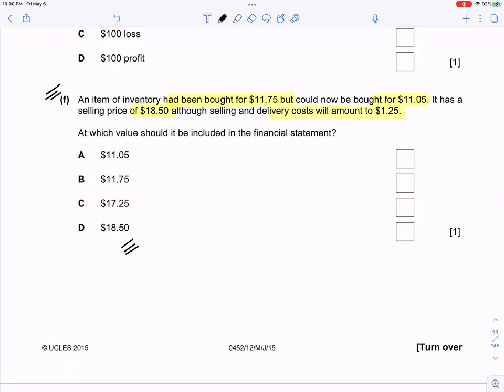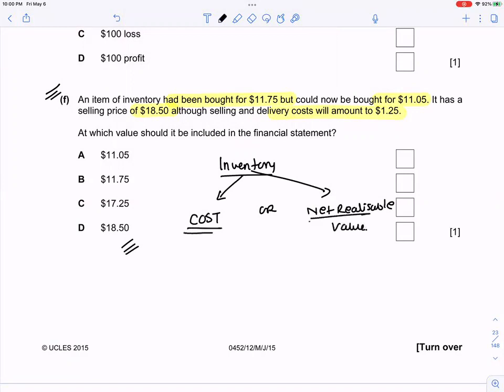How is inventory valued? Tell me. Do you remember? Miss, I don't remember. It is valued at cost or net realizable value. Inventory is valued at cost or net realizable value, whichever is lower. Oh, yeah. Okay.